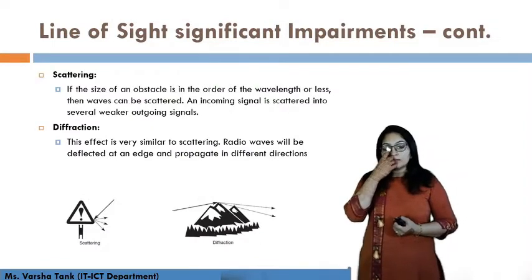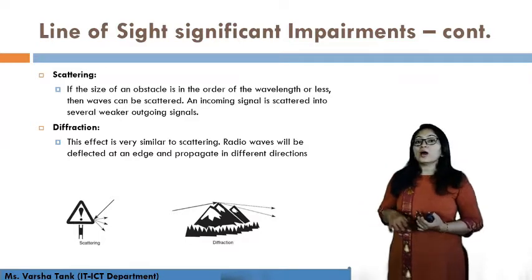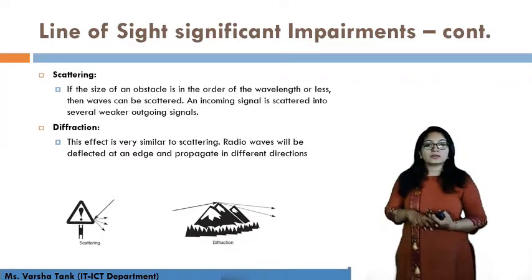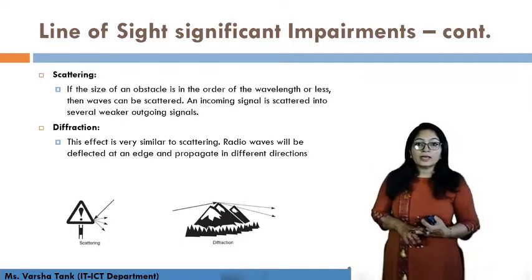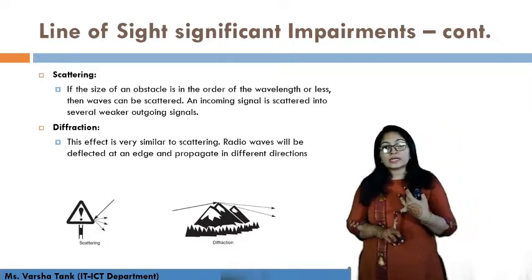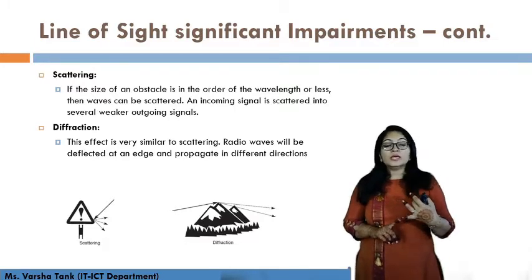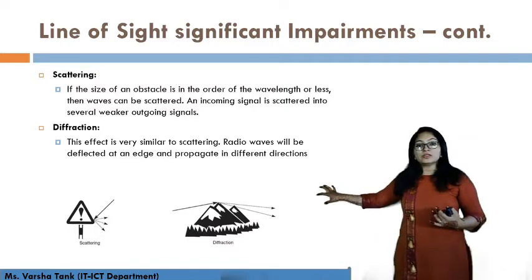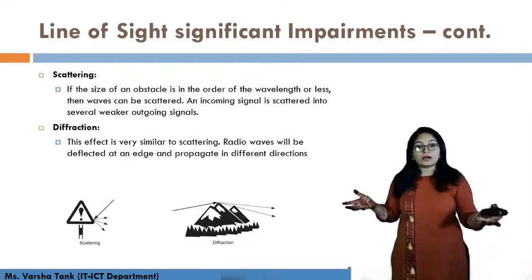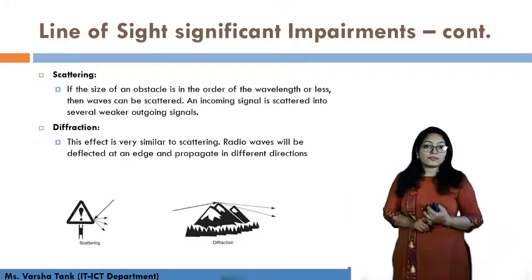Now next is scattering and diffraction. Both effects are similar, but what is the difference? Scattering means that if the size of the obstacle is of the order of the wavelength or smaller, then the waves can be scattered. And if the size of the obstacle is large, then it can be diffraction.